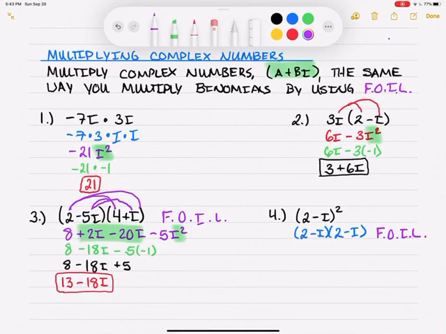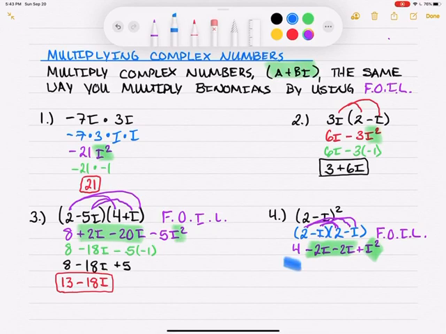F stands for first, so the first times the first, that's 2 times 2, which is 4. O stands for outer, 2 times negative i, so negative 2i. Inner, negative i times 2, again, negative 2i. And L stands for last, negative i times negative i, which is going to be positive i squared. We always remember that i squared is negative 1, and we're also going to have to combine our middle terms.